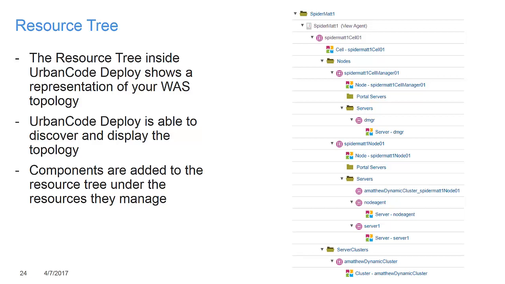If you look at the very bottom of this image, three levels up, you'll see we have a folder for server clusters that contains all of our clusters. Below that we have a cluster named Matthew Dynamic Cluster, and below that we have the component itself. So that component would contain the configuration data for that cluster.